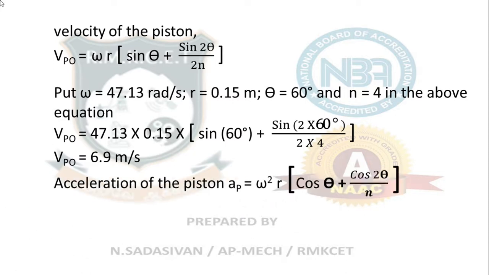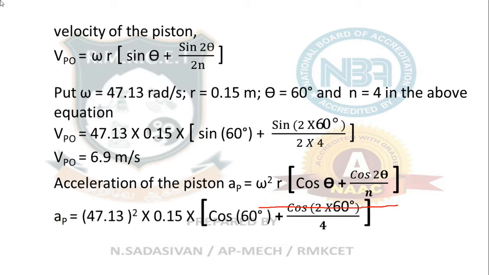So acceleration of the piston, the second subdivision of the first question. Acceleration of the piston, this same formula that you have used already, omega square R cos theta plus cos 2 theta divided by n. Now it's the same values, whatever you have above, just put them back here. So what happens is 47.13 is omega, square it, into R into cos 60 plus cos 2 into 60 divided by 4. Now solve this and try to find out the answer.